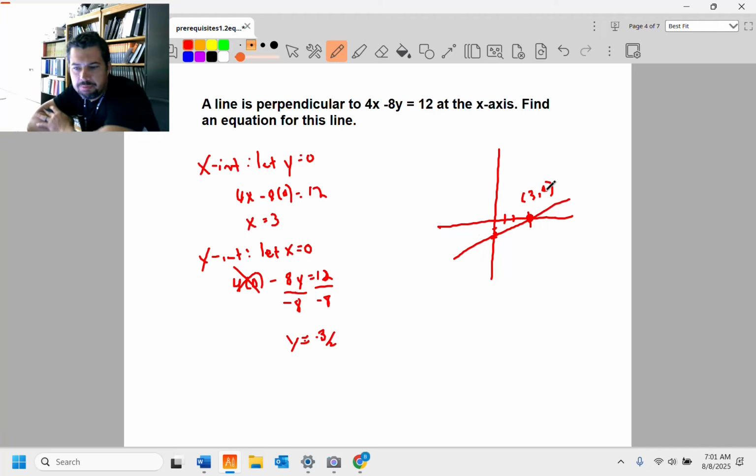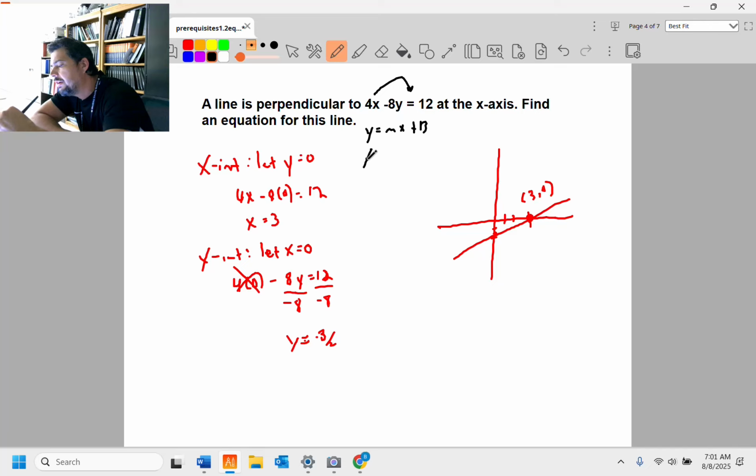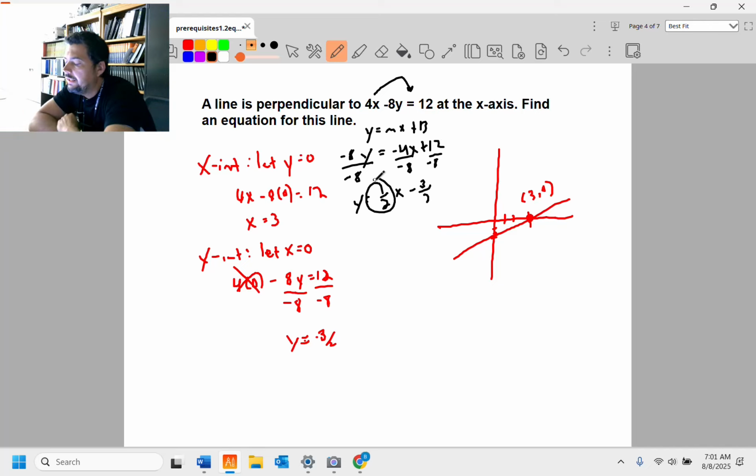Now, what's its slope? I guess you could look at the graph and figure it out if you wanted to. Most people will take a given equation and rewrite it in y equals mx plus b form. So we can do that by subtracting 4x from both sides. Negative 8y is now equal to negative 4x plus 12. And then dividing out the negativity. And when we do that, we'll have that the slope is actually 1/2. So 1/2 x minus 3/2. But I wanted the slope. Now, the slope of the given line is 1/2.